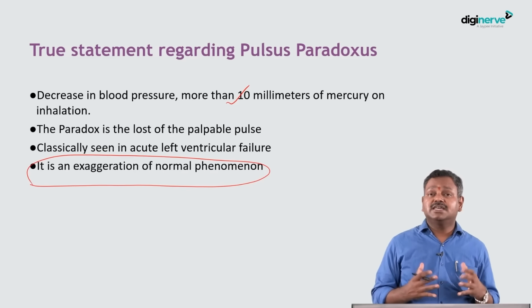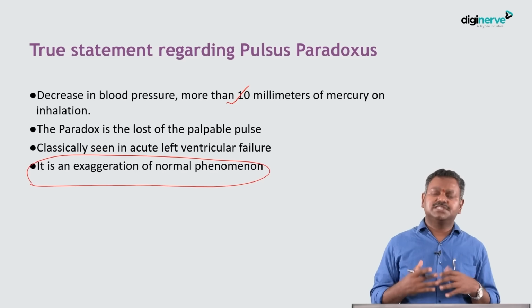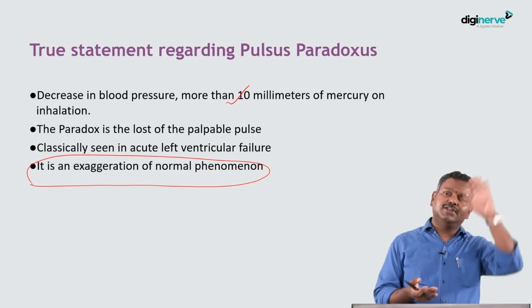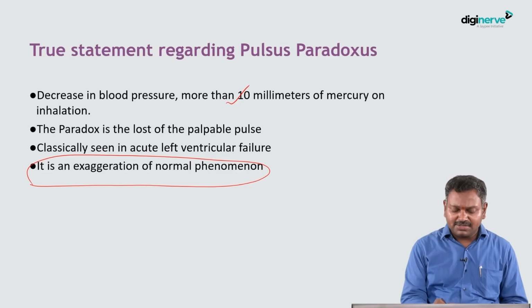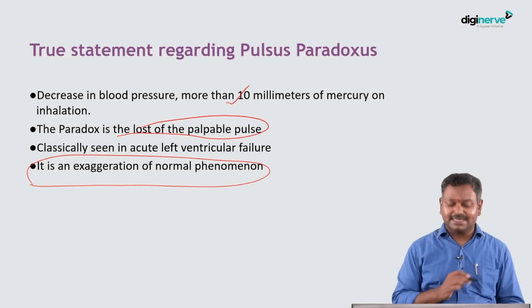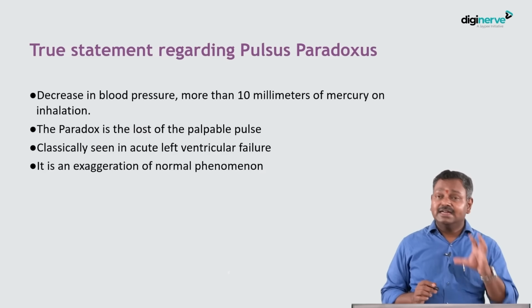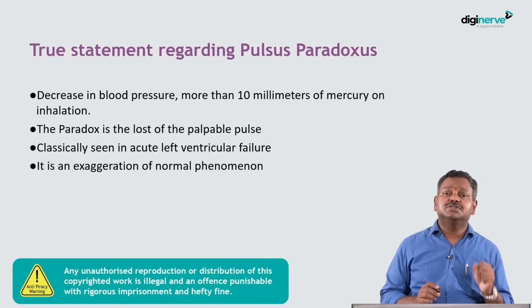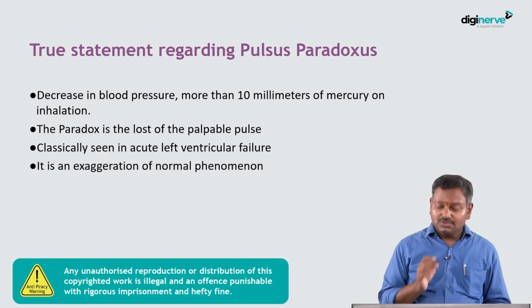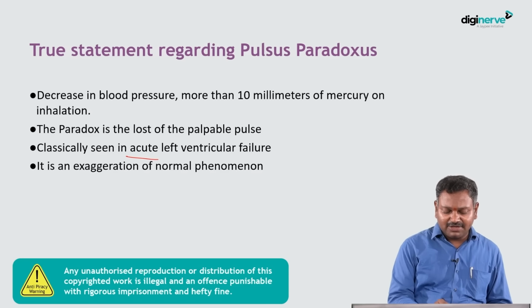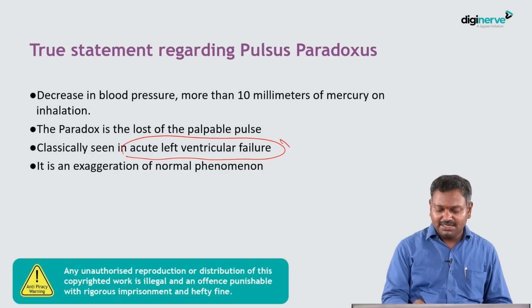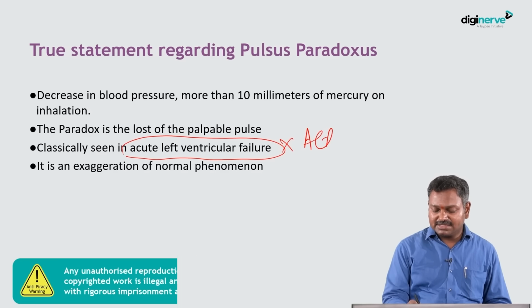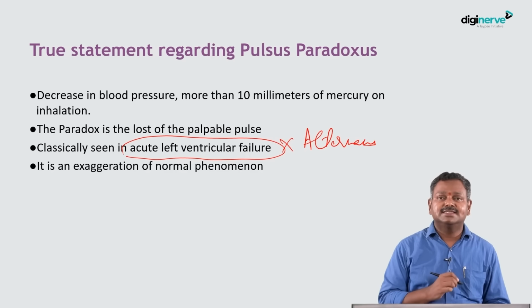Why do we still call it a paradox? Remember, in patients with constrictive pericarditis, when they take an inspiration the blood pressure may fall by 20, 30, 40 and the peripheral pulse may be absent, where the heart is still beating but the pulse is absent. That is the paradox. So the loss of the palpable pulse is correct. And as we have described, it is classically seen with constrictive pericarditis and acute exacerbation of COPD or asthma. Those are the causes. Classically seen with acute left ventricular failure is the wrong option here. In acute left ventricular failure, the pulse that we get is pulsus alternans. That's what we see.